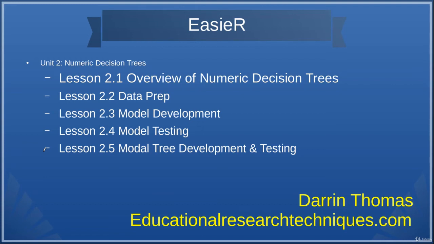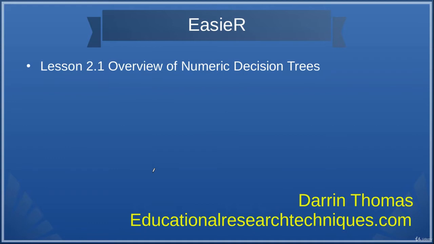In this video, we're going to provide an overview, an introduction to Unit 2, which is going to be talking specifically about numeric decision trees. So you can see here that we have 5 lessons in this particular unit. The first one is the overview, that's the one you're watching right now. Then we'll talk a little bit about data preparation, model development and model testing, you can see right here, and then we will conclude with modal tree development and testing, which is a slight variation on the idea of numeric decision trees. So here we go, lesson 2.1.